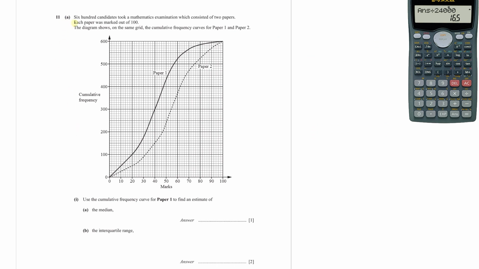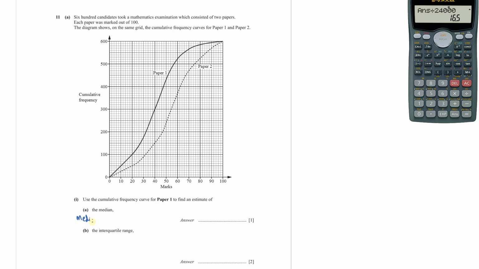Question 11: 600 candidates took a mathematics examination which consisted of 2 papers, paper 1 and paper 2. Each paper was marked out of 100. The diagram shows on the same grid the cumulative frequency curves for paper 1 and paper 2. So the first part is to use the cumulative frequency curve for paper 1 to find an estimate of the median.